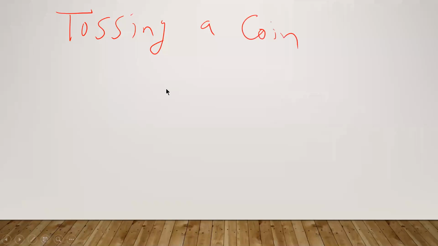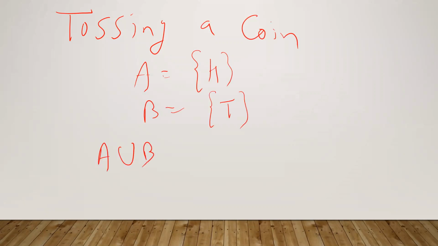Suppose I take an experiment of tossing a coin. And suppose I take the event A as getting a head, and the event B as getting a tail. If I ask you what is A union B, how will I write? First, I will write the members of A, that is H, and then the members of B which have not come here, T. So H and T. So the union of these two events is nothing but my sample space. This way we can write down the sample points in the union.